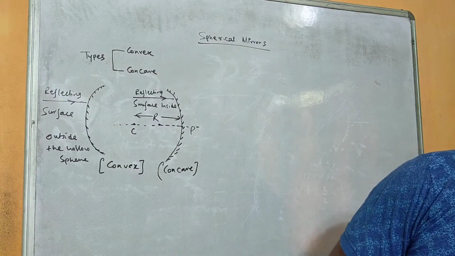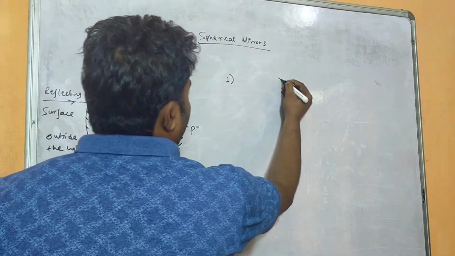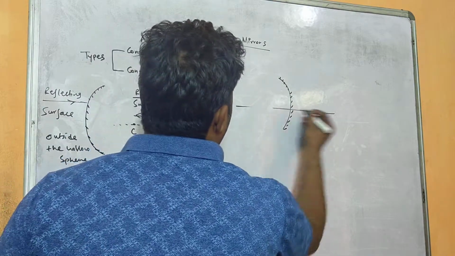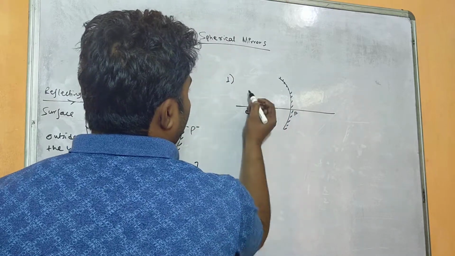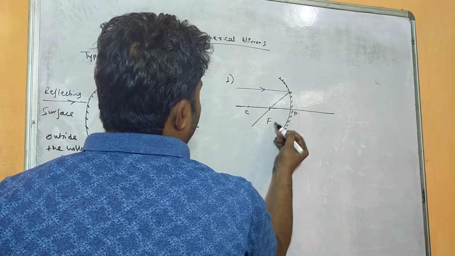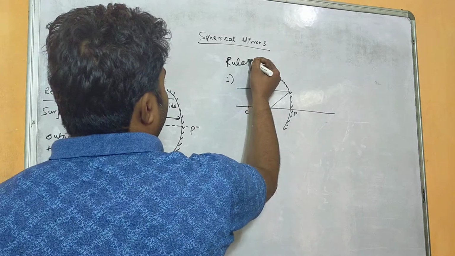What are the rules? Now there are 4 rules. For example, the first rule is saying that if we have a concave mirror, and this is the principal axis, this is the pole and this is the center of curvature, whenever any light passes parallel to the principal axis, it will pass through focus. So this is rule number 1.